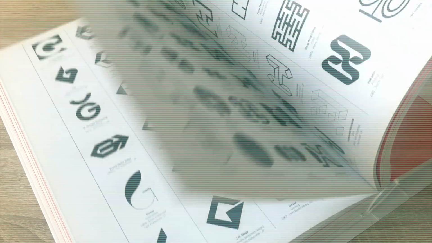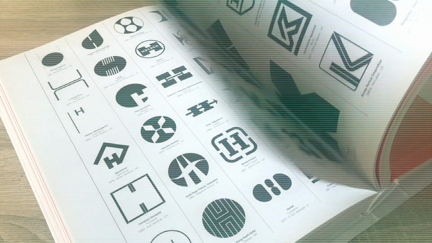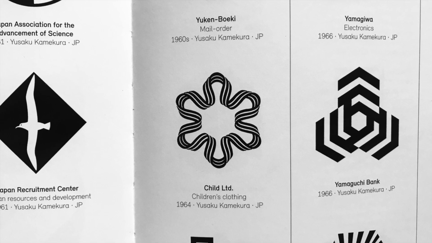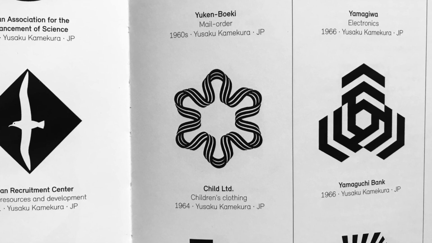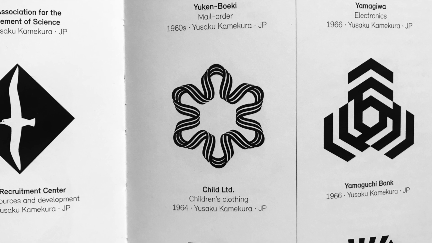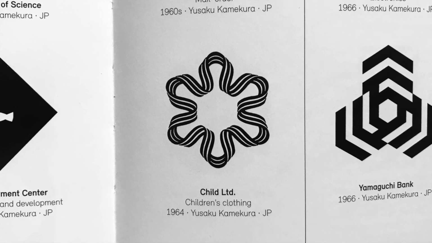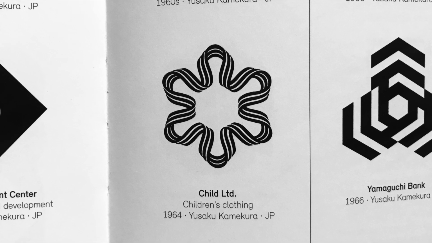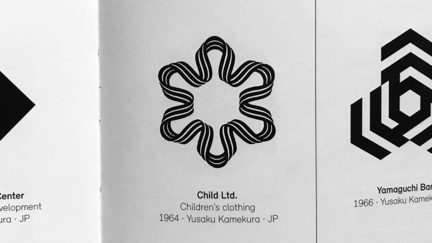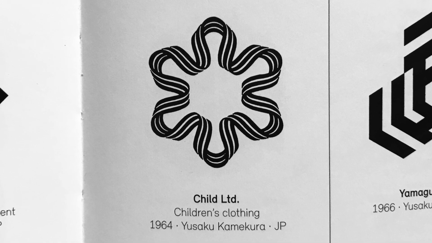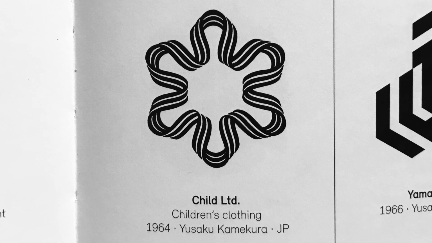Today we will be drawing yet another logo by Yusaku Kamekura, designed in 1964, located on page 381 for Child Ltd. Now, as you can see, it's not strictly a geometric logo. It has a very natural feel to it and has a lot of visual corrections applied to it. That's why I will just show you a method of how you can design similar shapes.